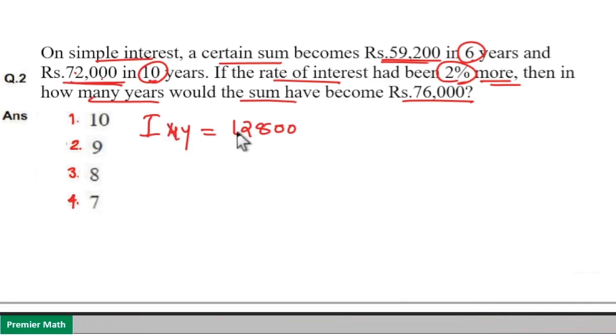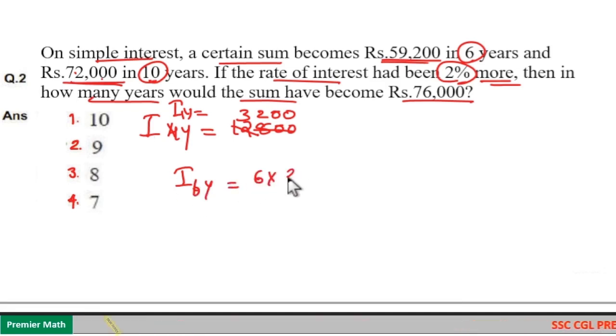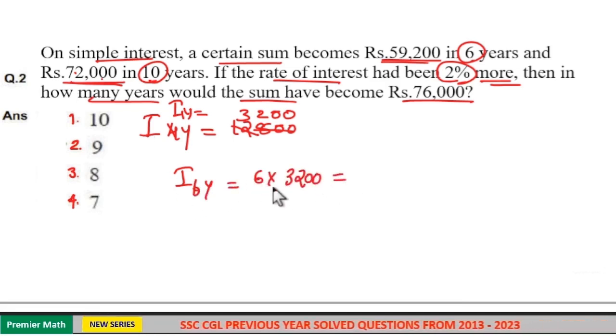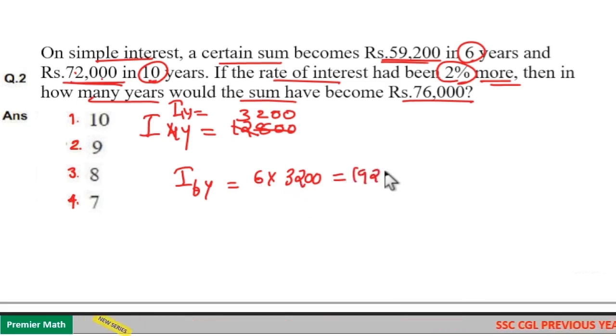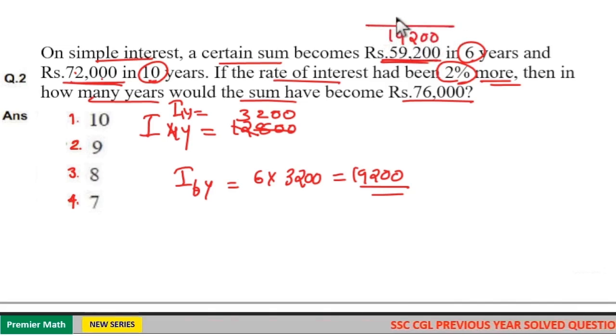Then interest received in 1 year is equal to, 4 goes 3 times in 12, 4 goes 2 times in 8, so interest received in 1 year is equal to 3,200. Then calculate interest received in 6 years, which is 6 into 3,200, which is 6 into 3, 18, 6 into 2, 12. So 19,200 is the interest received in 6 years. Now the sum in 6 years is 59,200. So subtract the interest received in 6 years from it. Then you will get the initial sum, which is equal to 40,000.